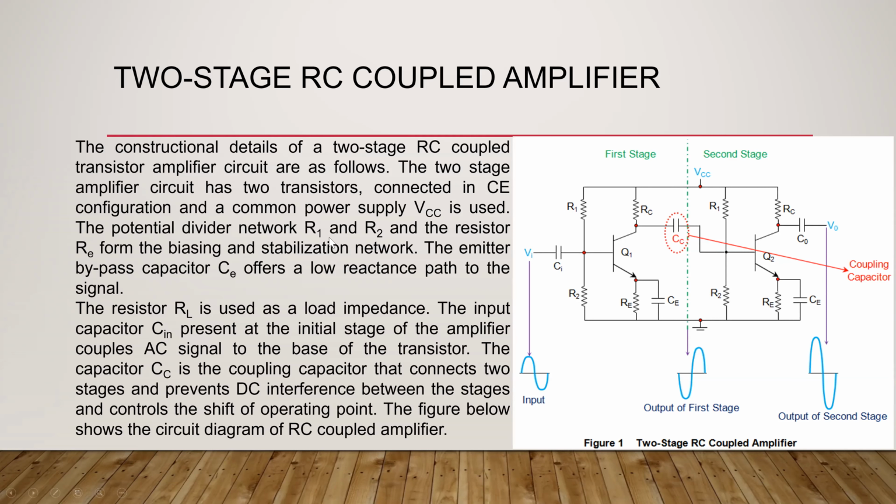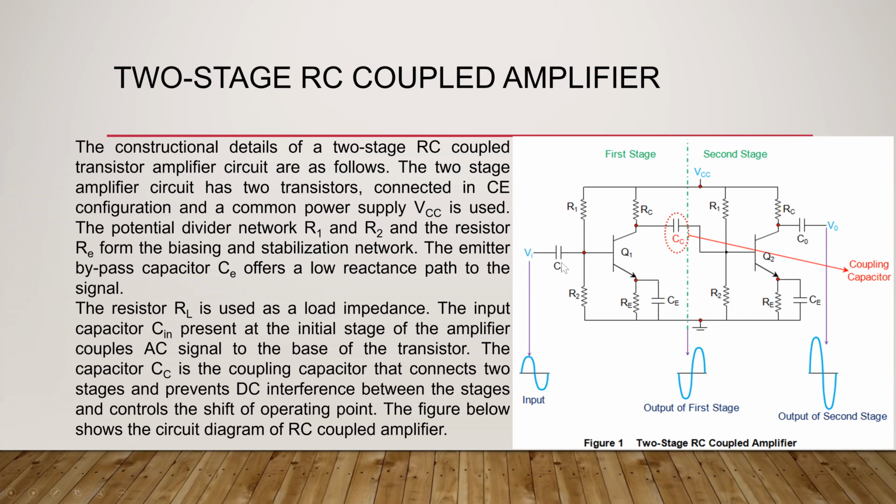The potential divider R1, R2 and the resistor RE form the biasing and stability network. These three elements are going to form the biasing as well as the stability network. The emitter bypass capacitor CE offers a low reactance path to the AC signal. Therefore, the overall gain or overall output of the amplifier will not be reduced. And this capacitor is a bypass capacitor.